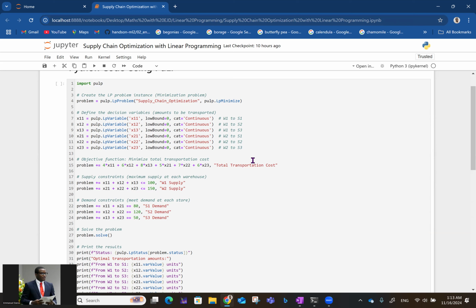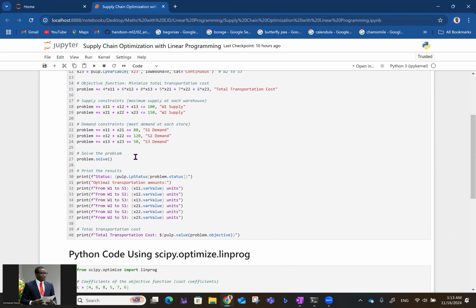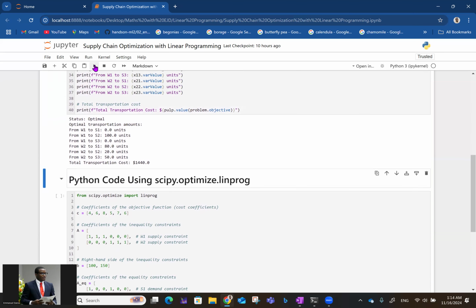One beauty about PuLP is that you can declare the problem directly the way it is. This is the objective function, which is the total transportation cost. Then for the W1 supply, W2 supply, and all the demands, you just define all that. The actual solving happens in line 27, and the rest is just to output the results. And in one blow, you just get the answers.